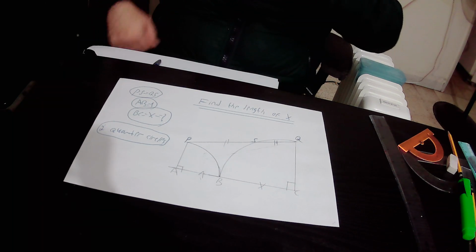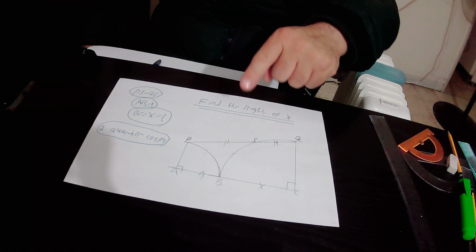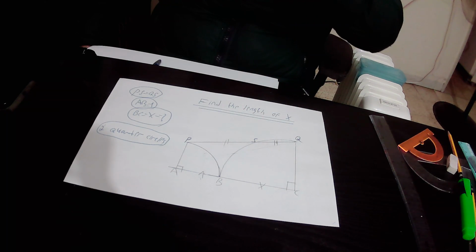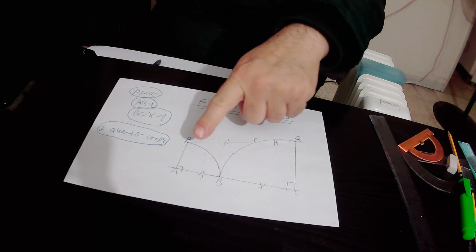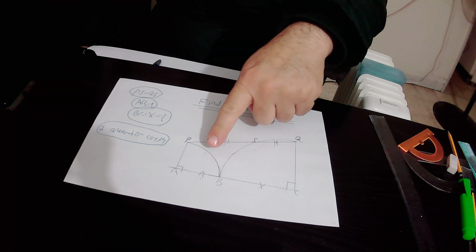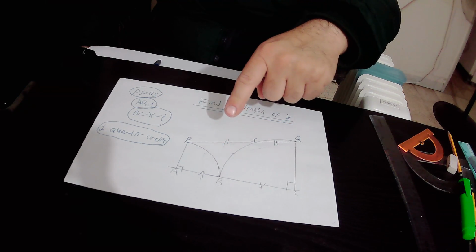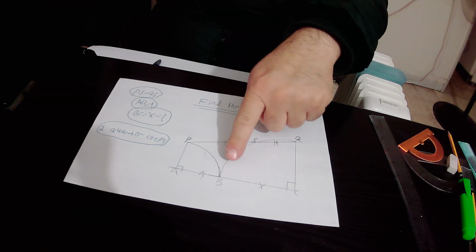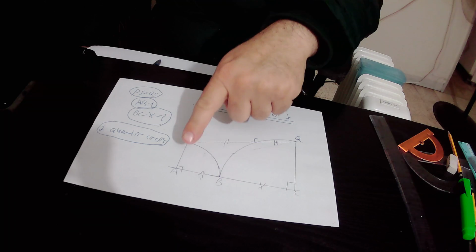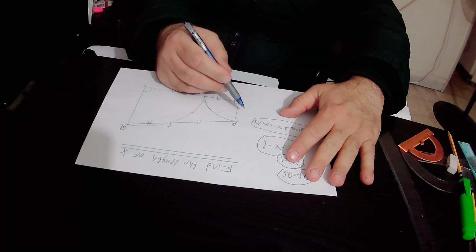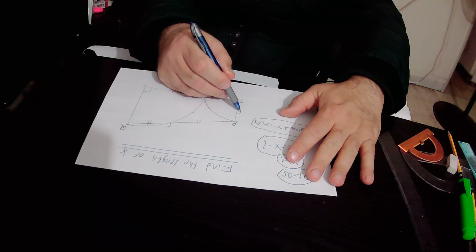So, first of all, we know that this is a quarter circle, and therefore PA and AB are both radii of this quarter circle, and therefore they are equal to each other. And we know that AB equals 1, therefore PA must also equal 1. That is to say, the radius of this quarter circle equals 1 unit.